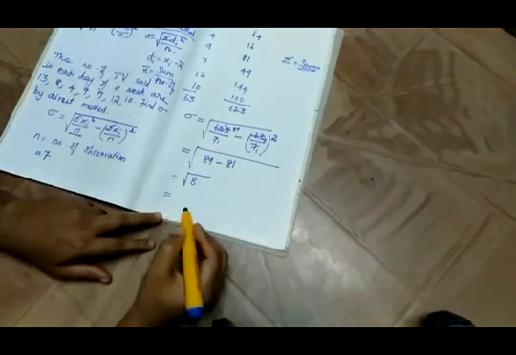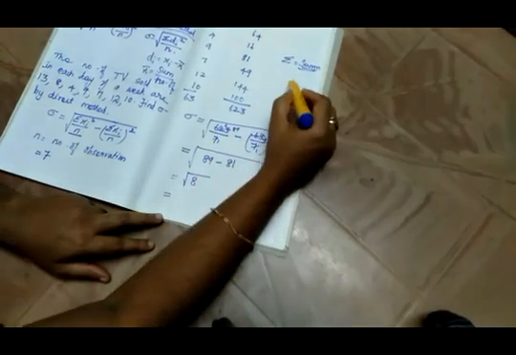Now the square root of 8 is equal to... we know to find the square root you might have learned the long division method. Do you remember?